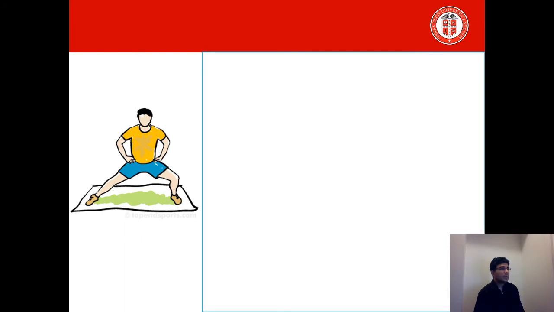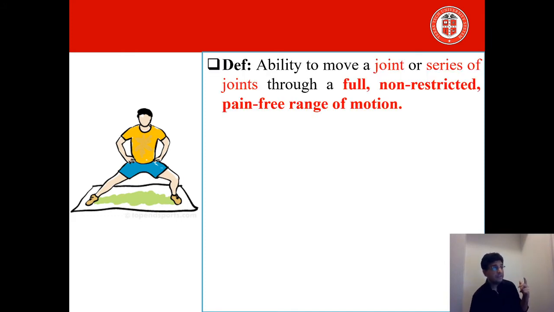Now, the first important thing: we have been talking about joint flexibility all the time since I started teaching this lecture, but I want you to be exactly aware of what flexibility scientifically means. This is a really good definition. It says that flexibility is the ability to move a joint. It can be one joint or it can be a series of joints.